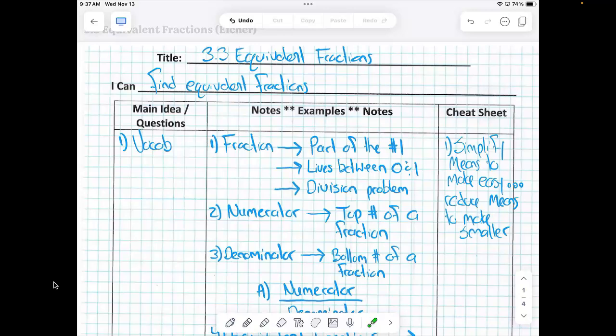Can you find equivalent fractions? Yes. There are two ways to find equivalent fractions. There's two operations we use. The first operation we learned was about division. The second one was multiplying.